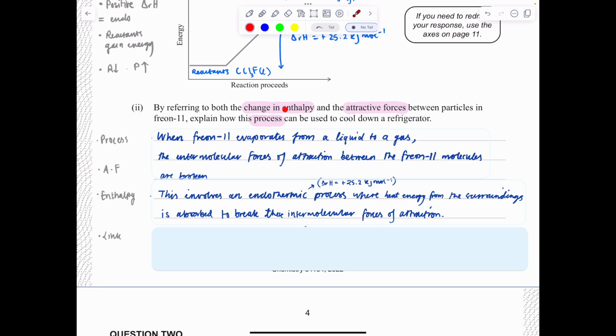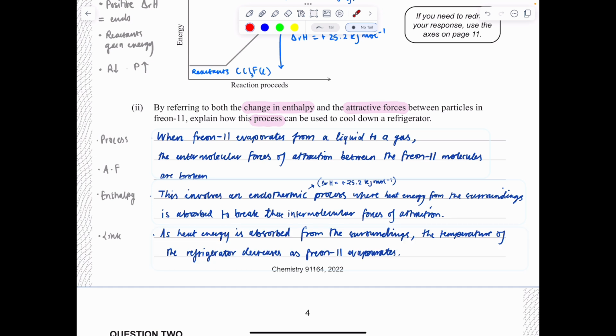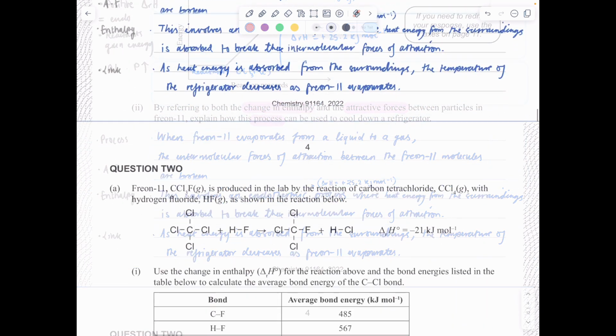So now that I've talked about the enthalpy, I have to link back to the context of the question. As the link, I've written, as heat energy is absorbed from the surroundings, the temperature of the refrigerator decreases as Freon 11 evaporates. So I've ticked every part of the question. This is something I recommend doing, highlighting the key points and making sure you're knuckling down on each of them.